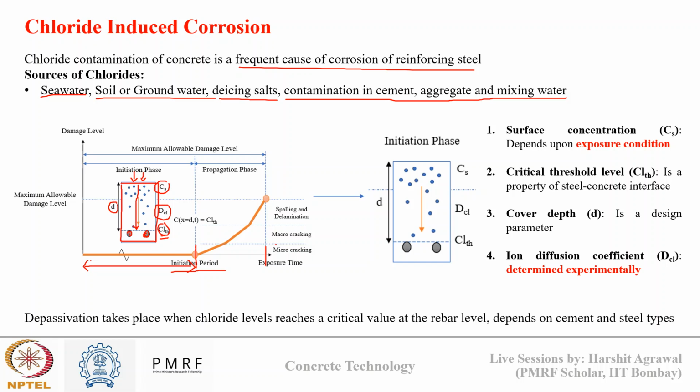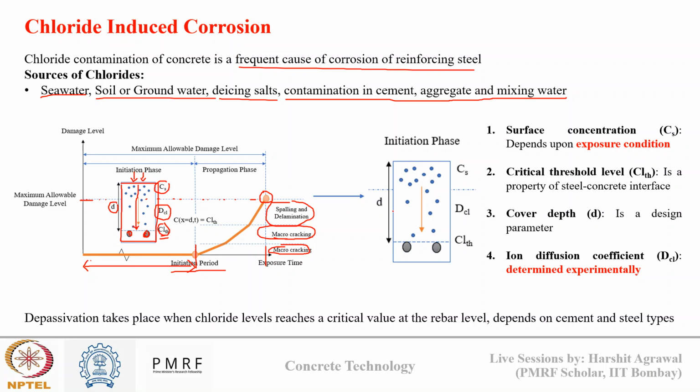Okay, and once the corrosion is initiated, what will happen? Due to rusting, micro cracking will happen inside the concrete. When these cracks connect, they will form a macro crack, and finally it will lead to spalling or delamination of concrete. And after a certain time, what will happen? A certain allowable damage level will be reached, and we will say that the service life of concrete has ended. Okay, so this point here is known as the maximum allowable damage level. So if that damage level is reached, we say that the concrete has lost its service life, and this is how chloride causes corrosion in concrete.